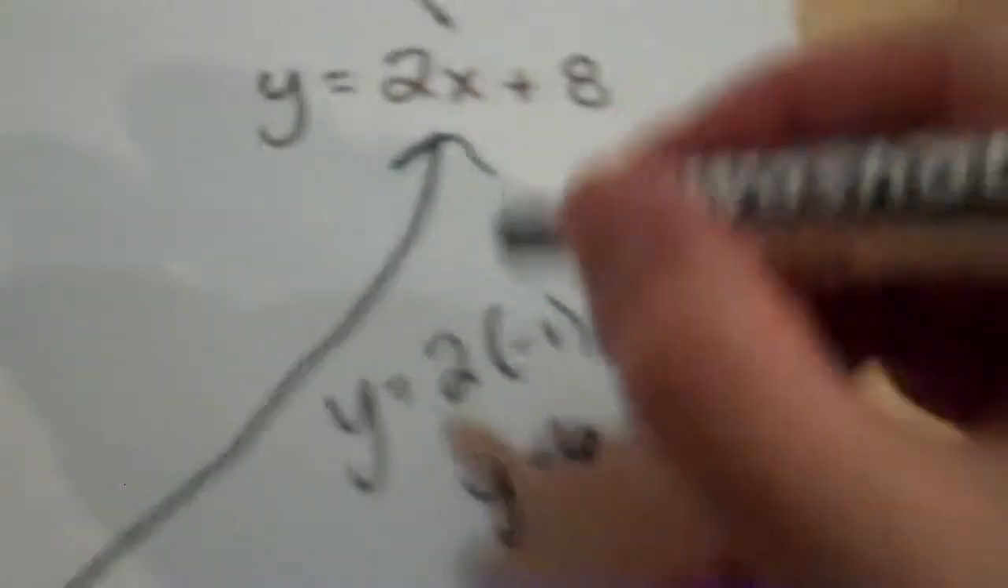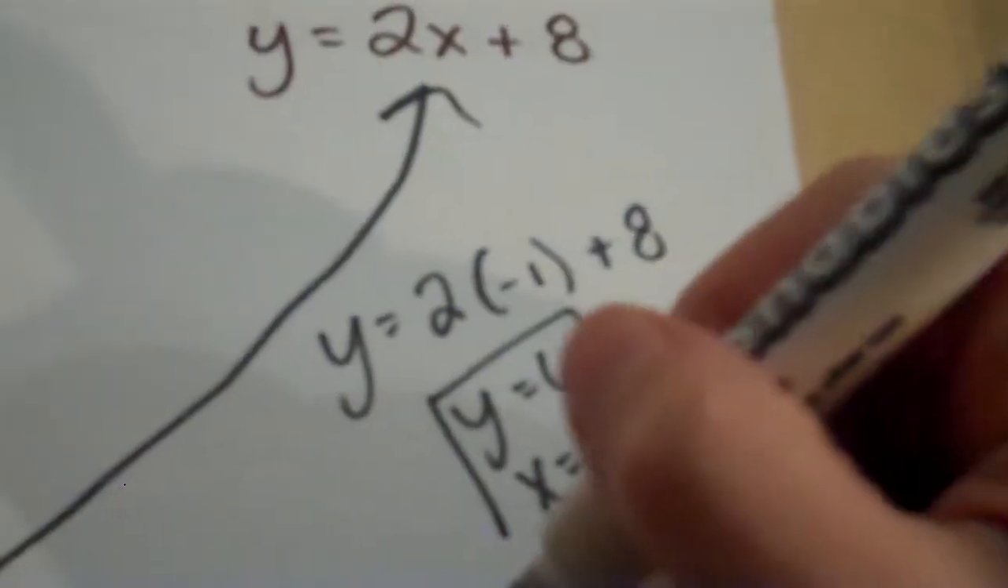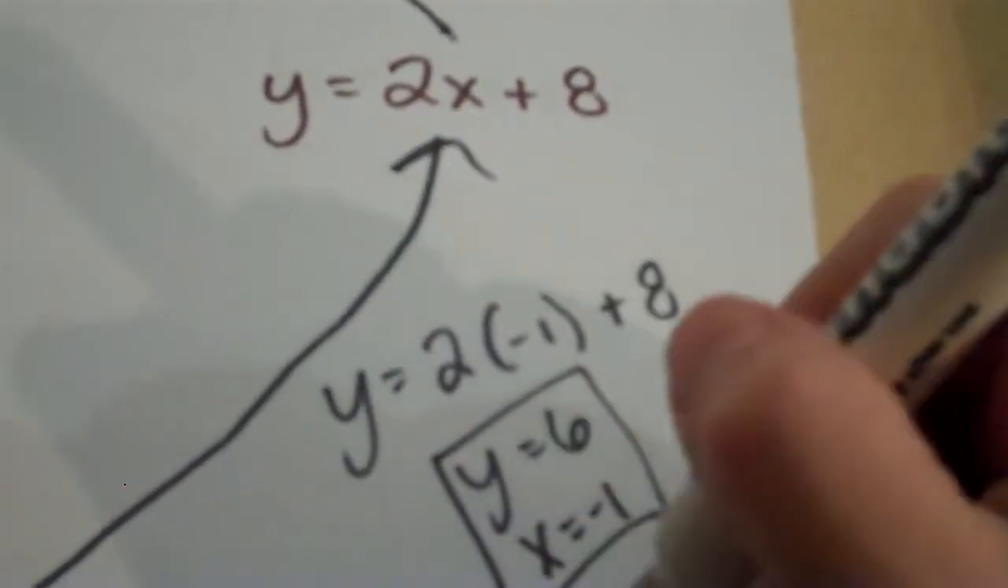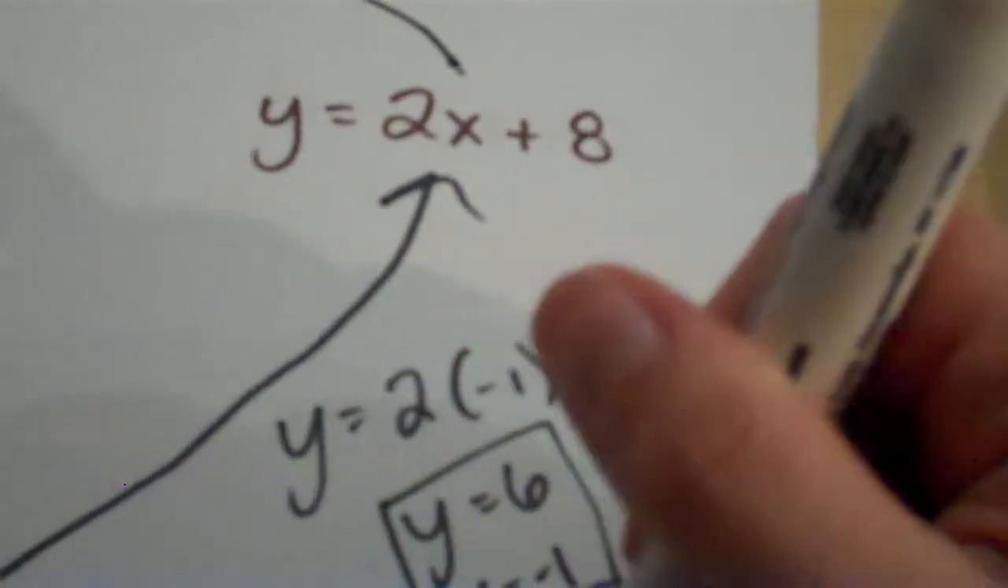So you can give me that as your answer: y equals 6 and x equals negative 1. That is true. Or if you wanted to, you could write it as a point. Remember, x goes first, so negative 1, and then y is 6 there. Both of those are correct, and I don't know which way your algebra teacher is going to have you do it.